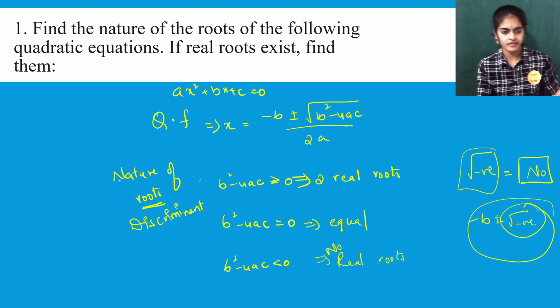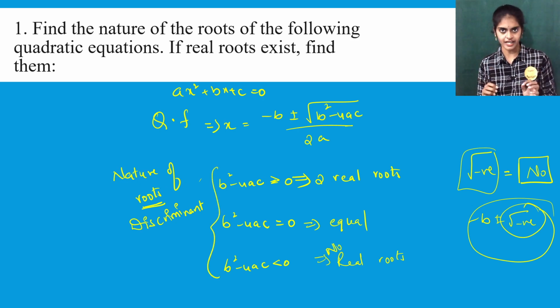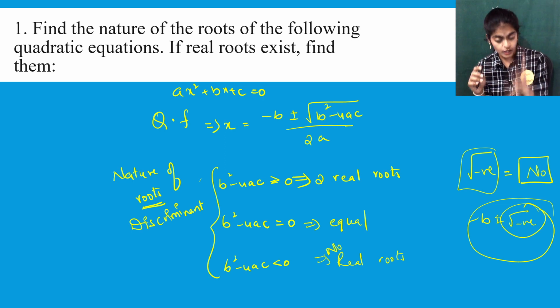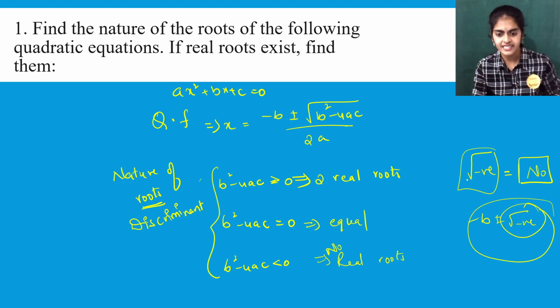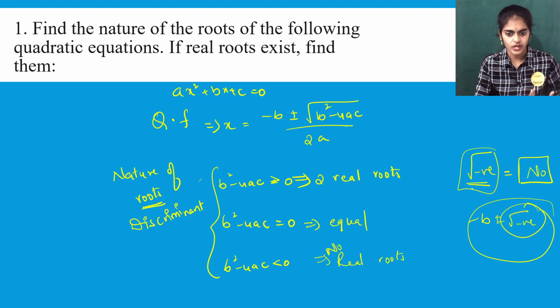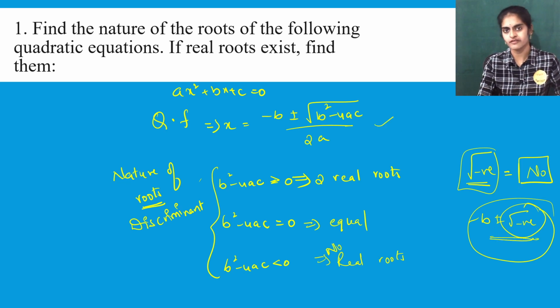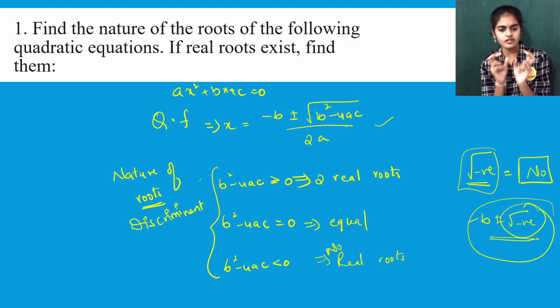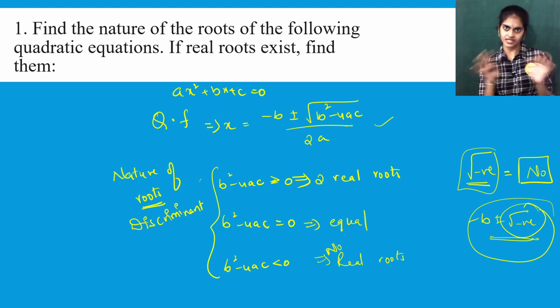Clear till here? So always you will find the b square minus 4ac value. If b square minus 4ac is greater than 0, you will have two real roots. If it is equal to 0, the roots are equal and real. If it is less than 0, there is no real root, because under the square root a negative number has no real square root, and hence the entire value cannot be found. If it is equal to 0, you will have only one value, so the two roots are equal. If it is greater than 0, you will have two different values, so two real roots. Clear till here?